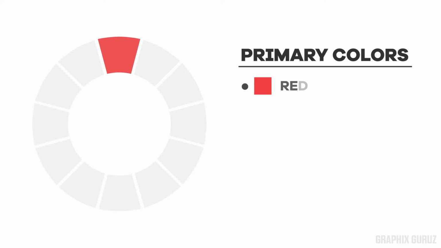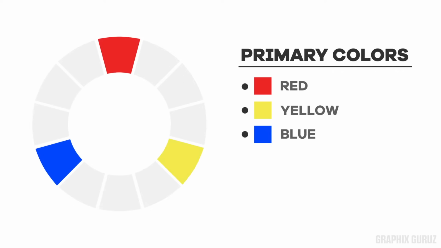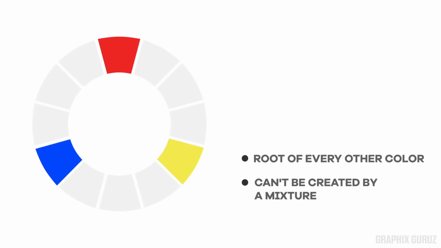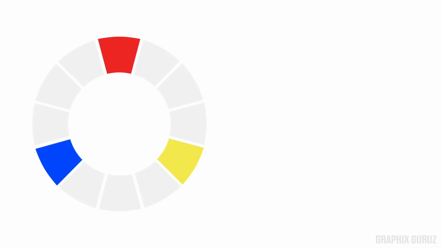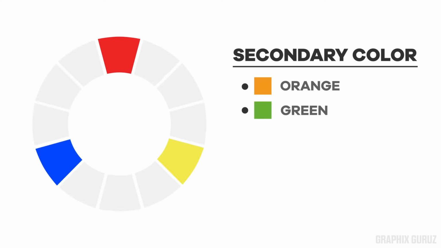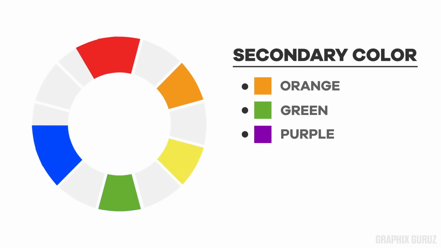The primary colors are red, yellow, and blue. Primary colors are considered the root of every other color. They are colors that can't be created by a mixture. When we mix primary colors together, these make the secondary colors like orange, green, and purple. Red and yellow make orange, yellow and blue make green, and blue and red make purple.